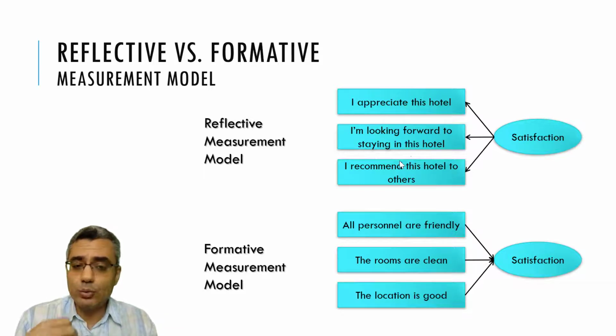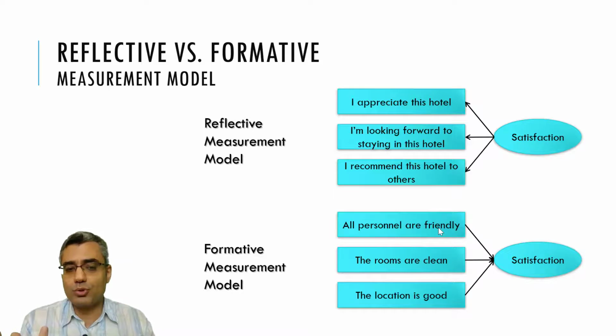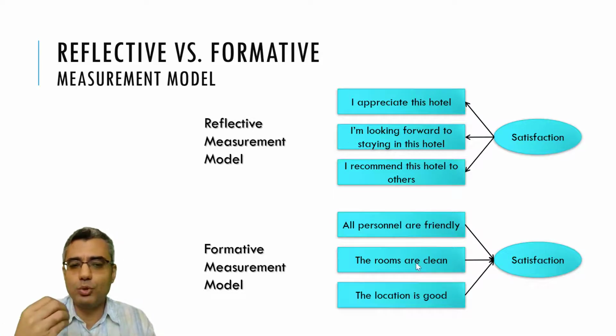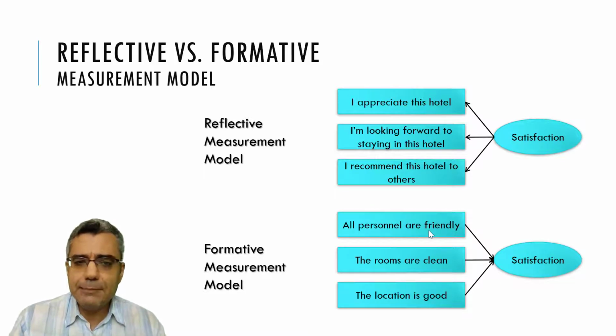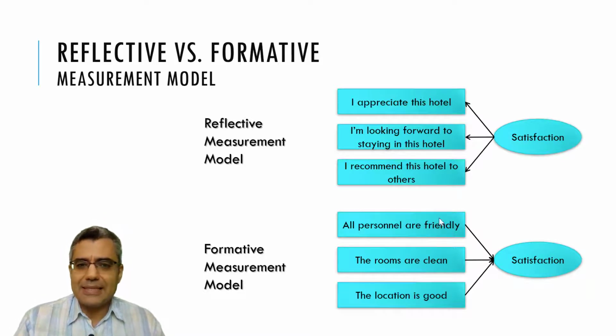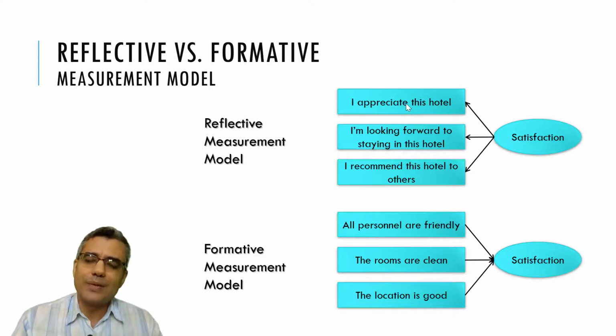But here, you may be happy about the personnel, but the rooms are not clean. Or maybe the rooms are clean, but the location is not good, right? So you may give 5 to this item, 1 to this item, or maybe 3 to this item, right? The score you give. So this means that for a reflective construct, we expect consistency between the items.